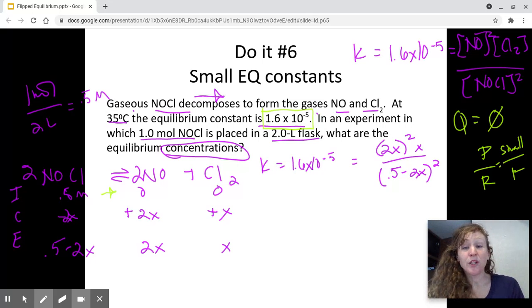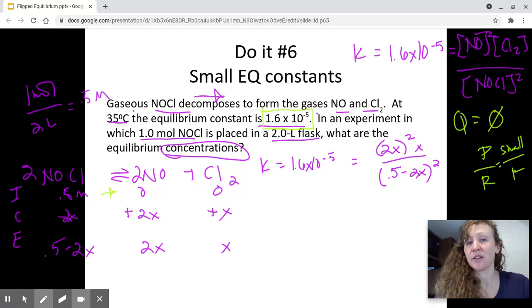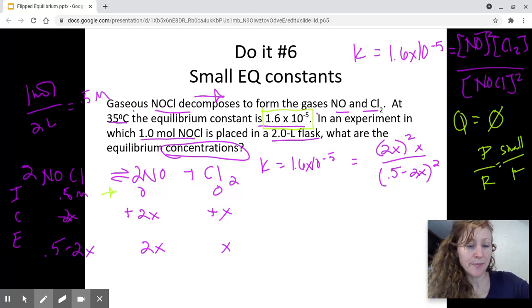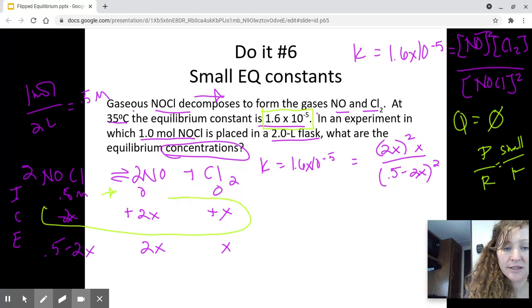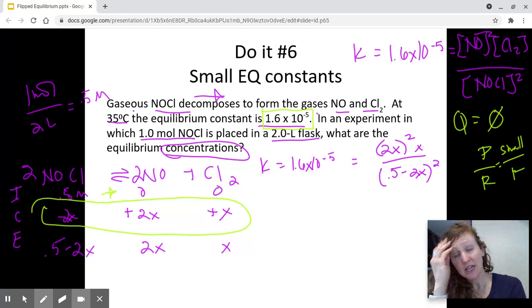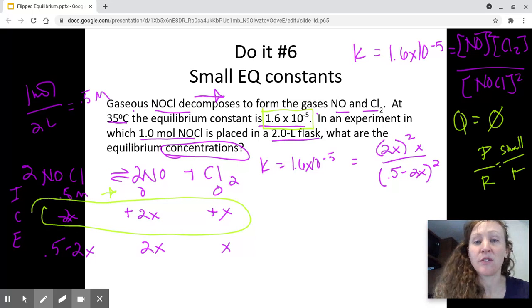So now that we know that this reaction is not going to proceed very far forward, now tell me about X. What do you know about X? Is X going to be very large or very small? Remember, X is our change, basically. So if this is not going to proceed very far forward, there's going to be a very small change. X is going to be a very small number.